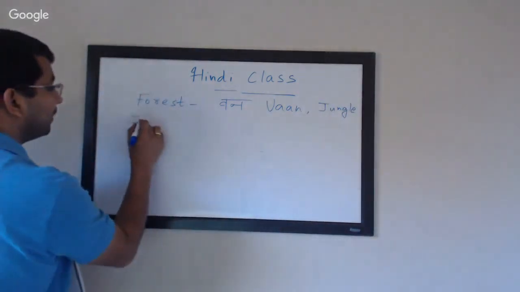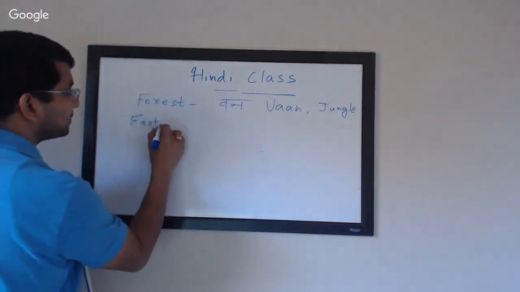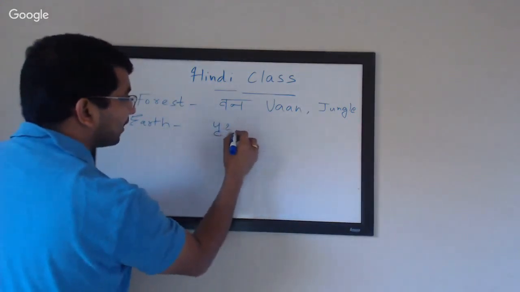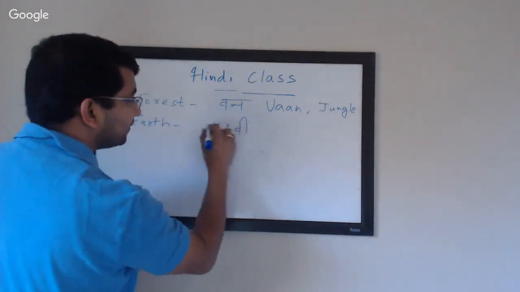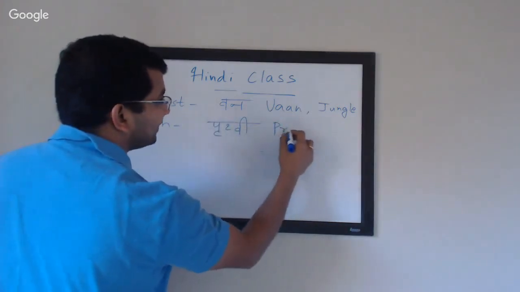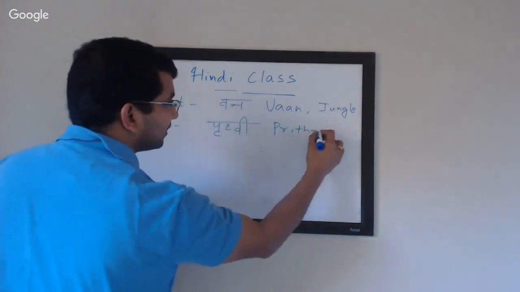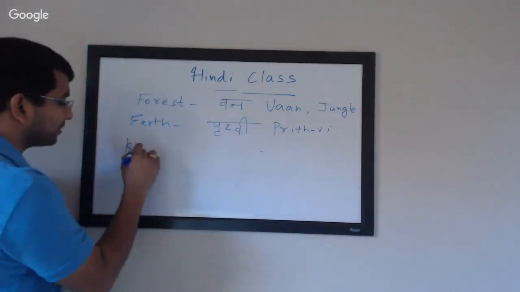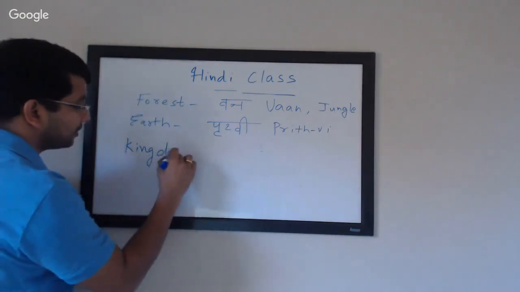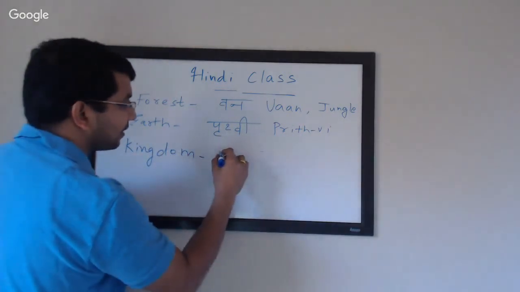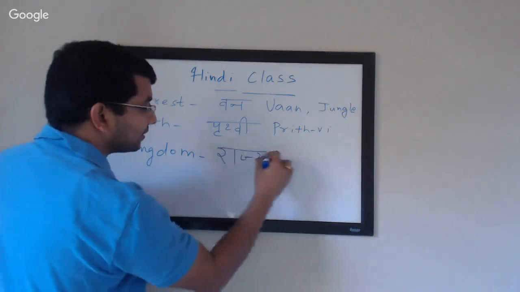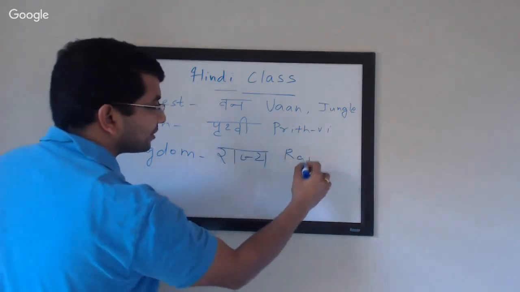Okay, earth, it's pa, half r, half th, v and e, Prithvi. Read it as Prith dash v, Prithvi. Okay. Kingdom, as I mentioned, kingdom is Ra, half j and y, Rajya.